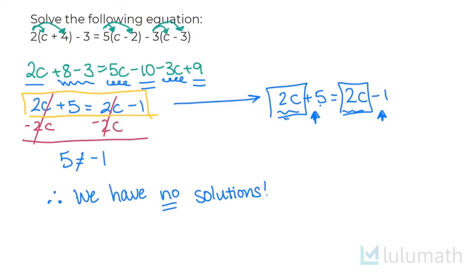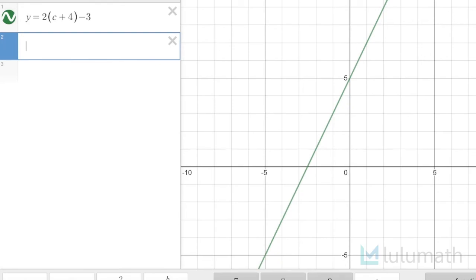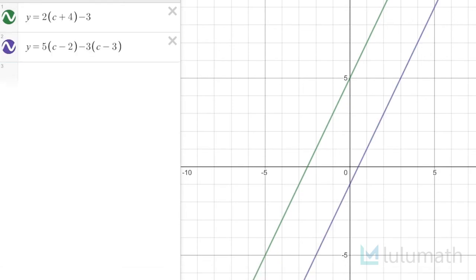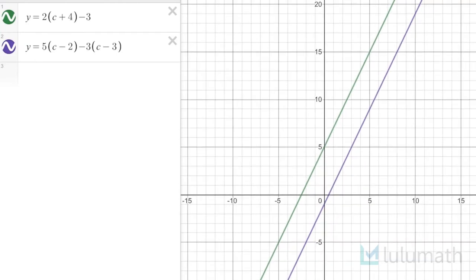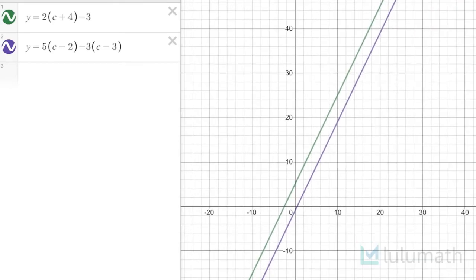Let's take a look graphically why this doesn't work. So I'm going to type in the left side of my equation with y equals, and that's this green equation that we got here. Then I'm going to type in the right side of the equation, which is this purple equation that came up here. And if you see, we end up getting lines that are parallel to each other. And parallel lines by definition will never intersect on the Cartesian plane, on the coordinate system here.